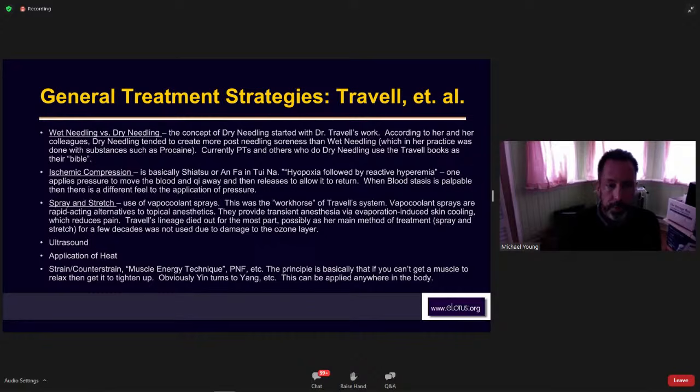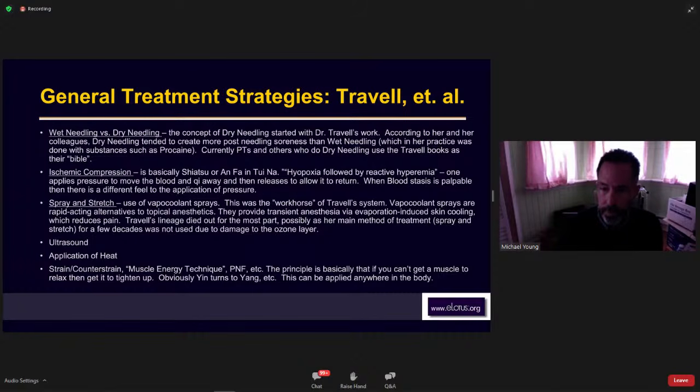Ischemic compression, basically this is shiatsu or tuina, it's called anfa pressure method. The hypoxia followed by reactive hyperemia. One applies pressure to move the blood and chi away and then releases, allowing it to return. When blood stasis is palpable, again, there is a different feel to the application of pressure. You push and it just doesn't move the way it should, and usually if it's a trigger point, it's tender.